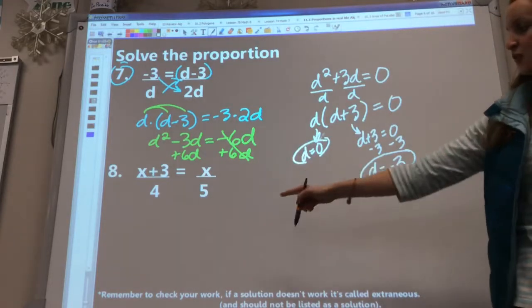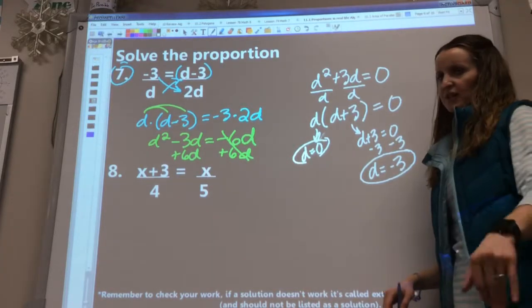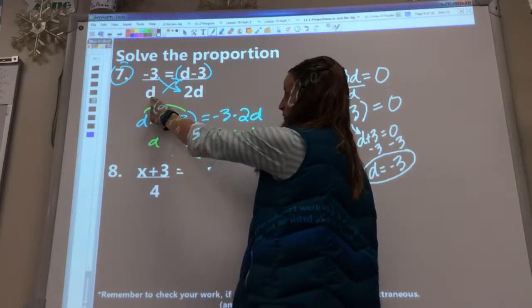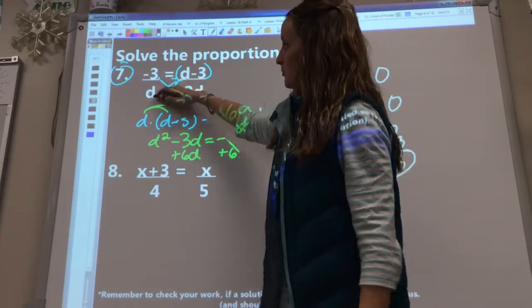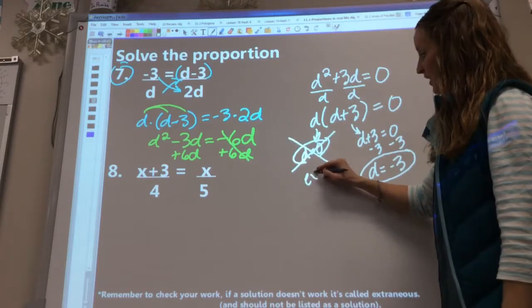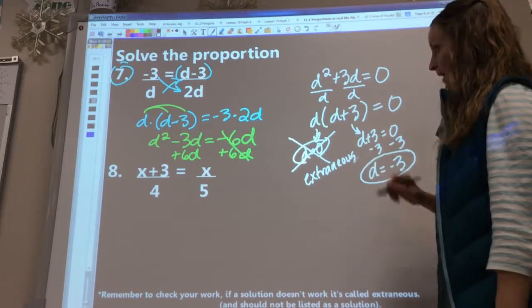We'll check our answers right after you do number 8. Well, essentially, we can just do it right now. Anytime your denominator would be 0, you can't divide by 0. So make sure that you would cross that out because it's extraneous. Because once again, you can't divide by 0.